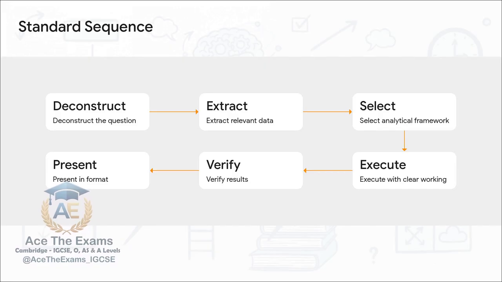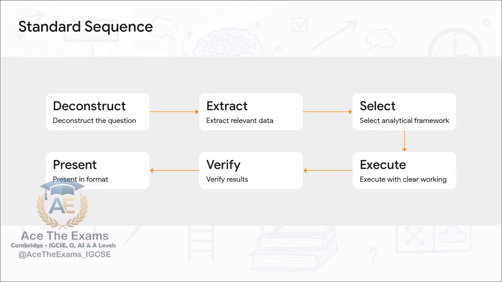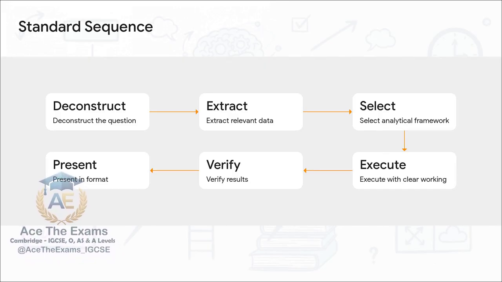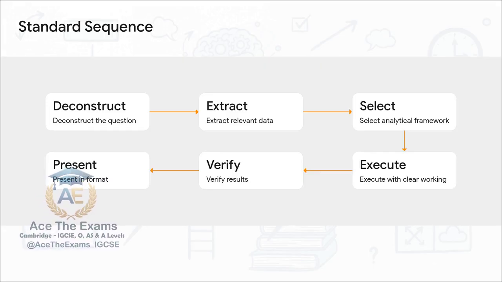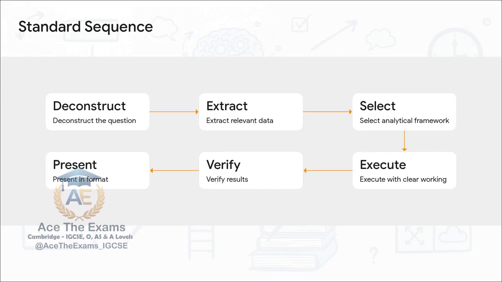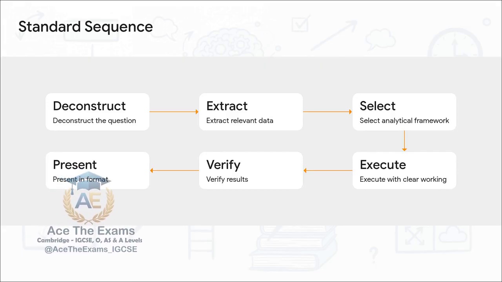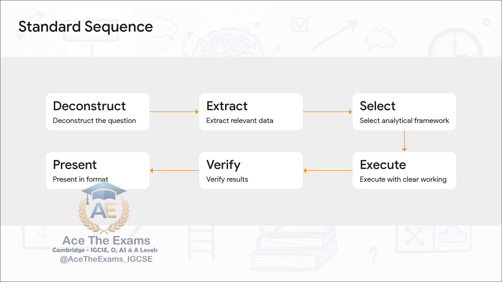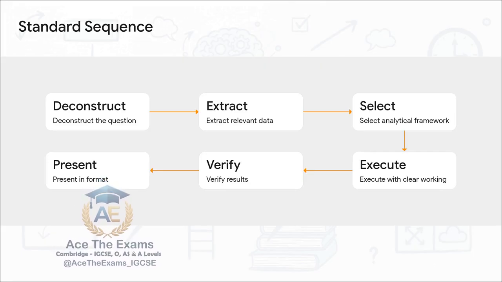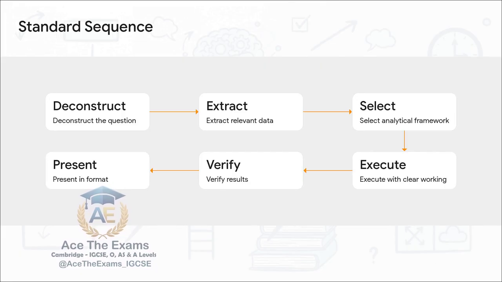Identify the key elements and command words before you even pick up your pen to write. Step 2, extract the relevant data from the stimulus materials. Step 3, select your analytical framework and lock in the relevant principles. Step 4, execute your analysis with crystal clear, documented working. Step 5, verify your results. Does it actually answer the prompt? And finally, Step 6, present conventionally in the appropriate academic format.